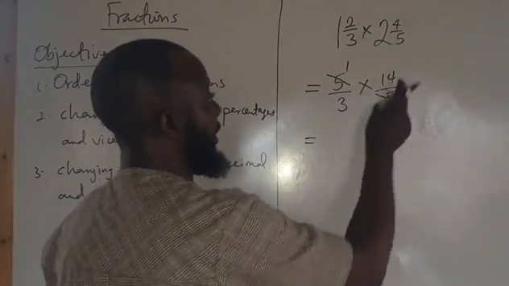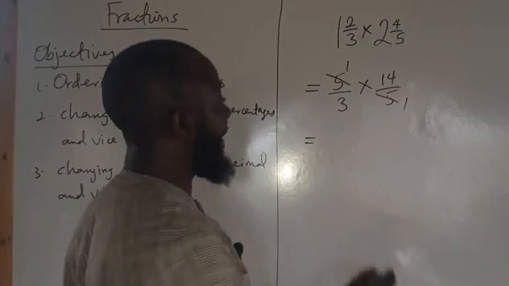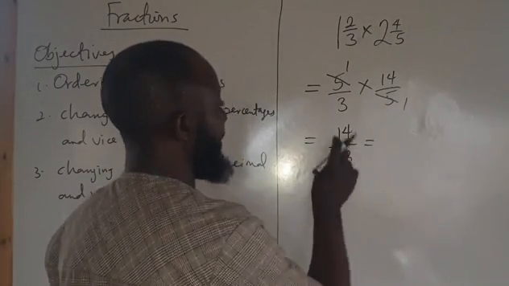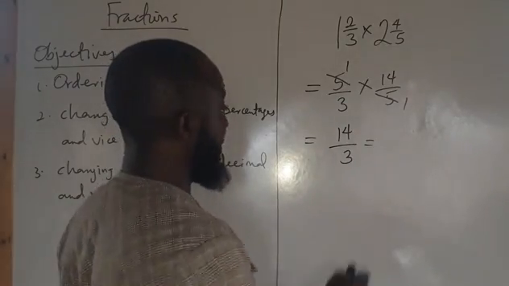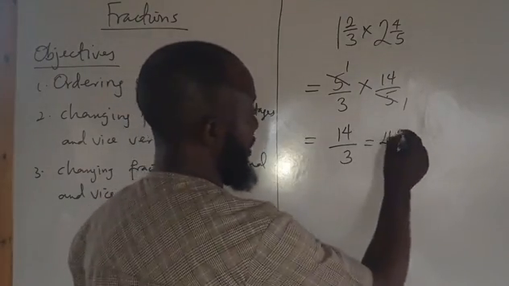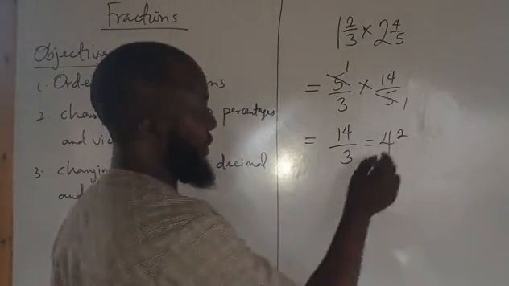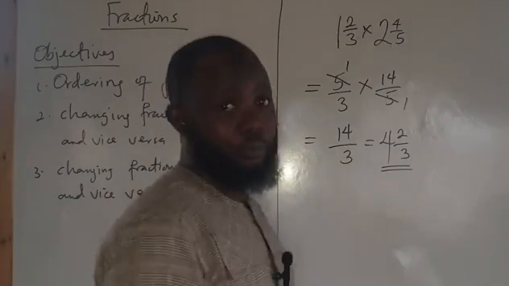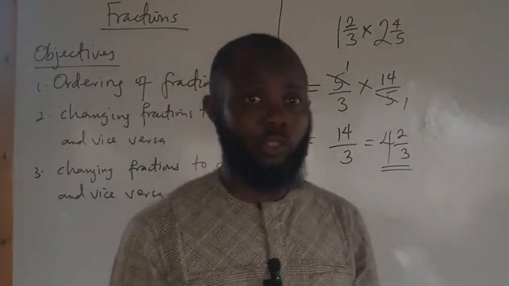Can 3 go in 14? 3 cannot go in 14. In that case, we have 14 divided by 3. How many times does 3 go in 14? That gives us 4, remainder 2, because 4 times 3 is 12. So we have 4 remainder 2 over 3. This is the solution to that problem I was solving that the camera could not cover.